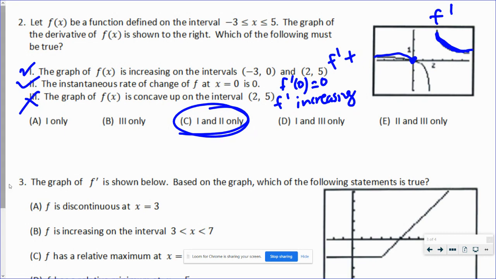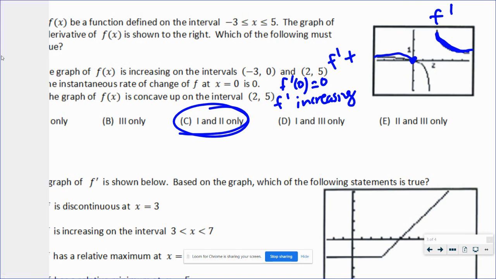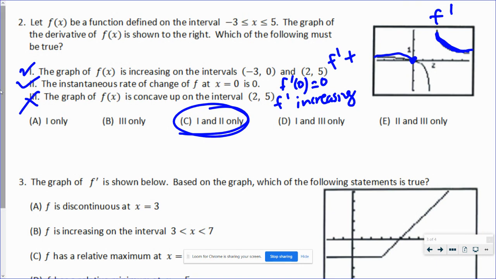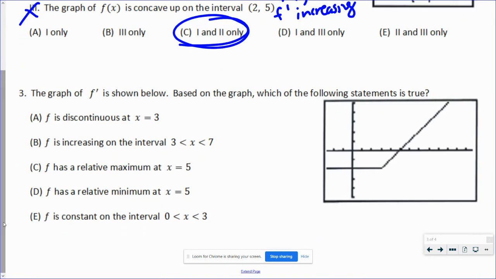All right, let's take a look at another one. Number 3. Oops, I don't know what happened here. Why did that go away? Number 3, the graph of f prime is shown below. Which of the following statements is true? So again, this is f prime. I'm just going to make a little note to myself.